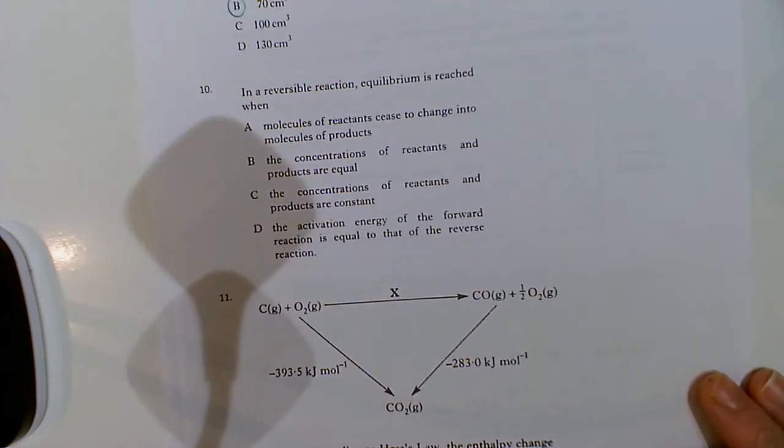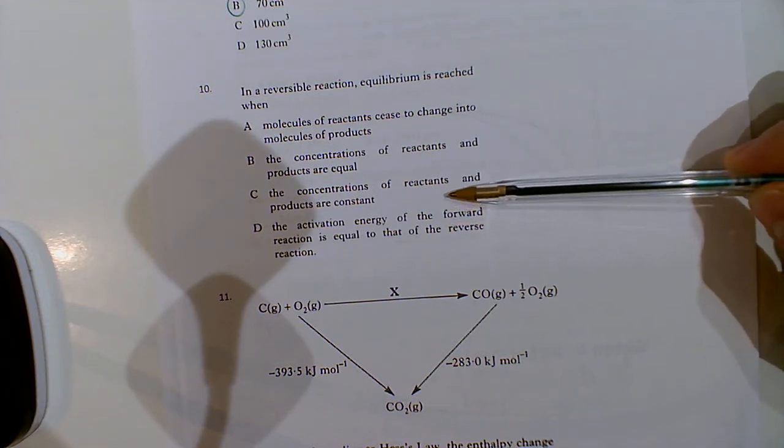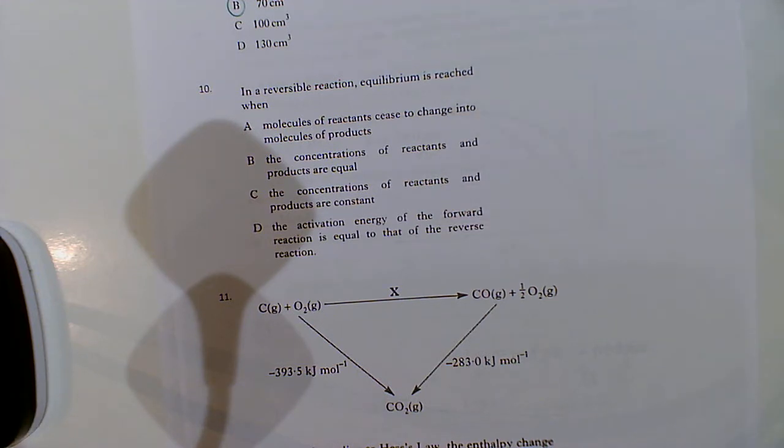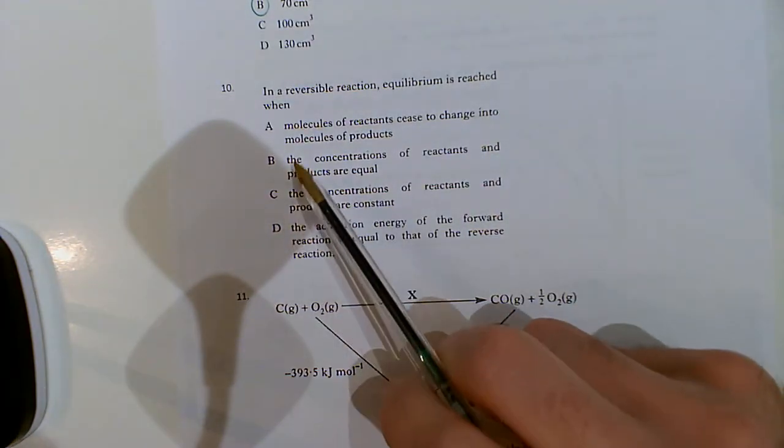Right, next question is to do with equilibrium. In a reversible reaction, equilibrium is reached. Well, equilibrium, before we even look at the answers, equilibrium is when the rate of the forwards reaction equals the rate of the reverse reaction. So I'm going to look and see if anything says about that. So I've not got anything about rates being equal. So let's read through all the others.